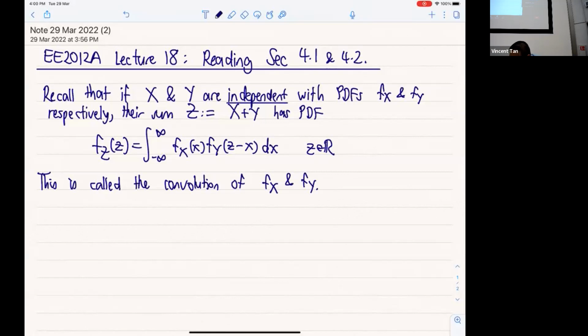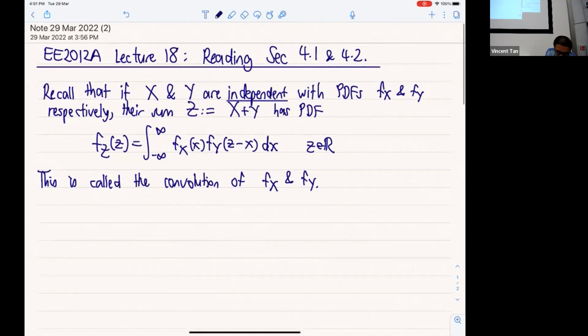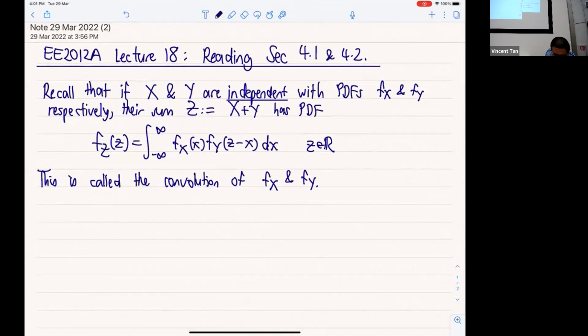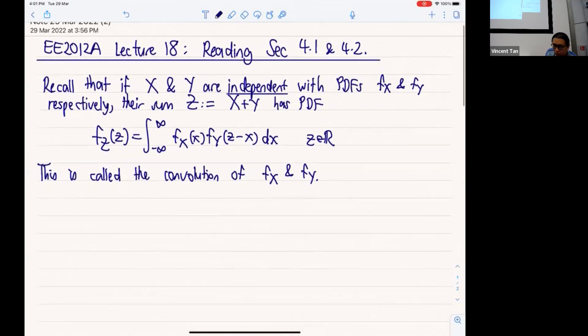And today we are going to go through some parts of section 4.1, but we will then also comment on section 4.2. Right, so we recall that if x and y are independent with PDFs fx and fy respectively, then we are interested in the sum, and we are interested in the PDF of the sum. The sum is z, and the PDF has a certain form. You don't need to know how to prove this, but you need to know how to use this. This sum is called the convolution of fx and fy.